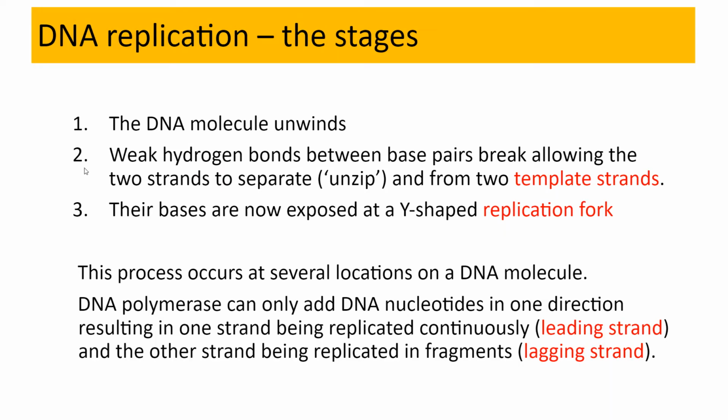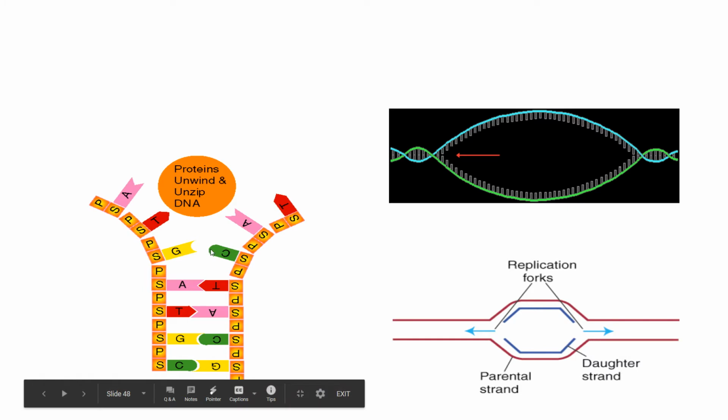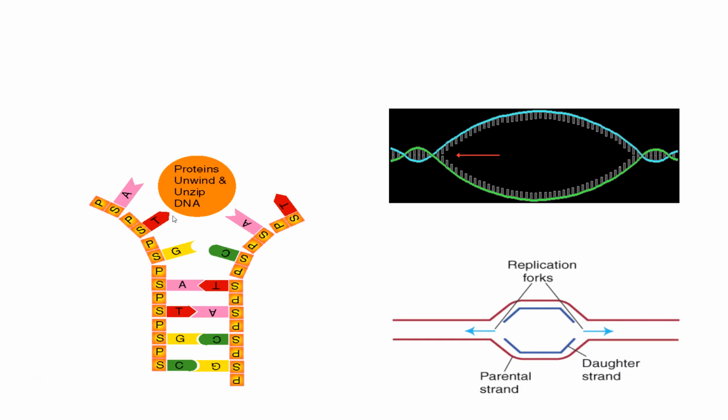The third step, their bases are now exposed at a Y-shaped replication fork. It's called a Y-shaped replication fork because it looks like the letter Y, and these bases are now exposed, which is really important for the next stage.